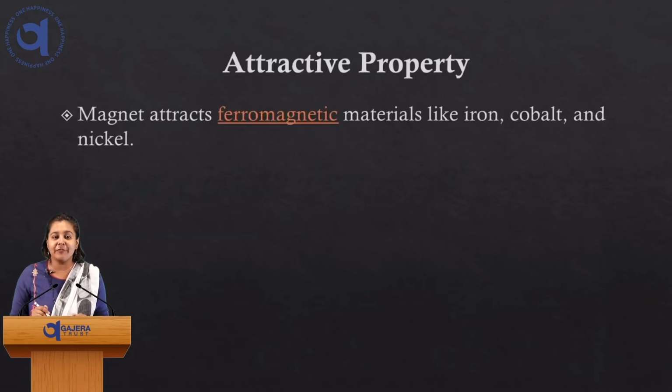The attractive property of the magnet is that a magnet will attract a ferromagnetic material like iron, cobalt, and nickel. That means if we have a piece of magnet and near that magnet we bring a magnetic substance like a coin, for example, then our magnet is going to pull that substance towards itself, and this property is known as the attractive property. This property can be seen by a magnet around the ferromagnetic materials which are affected by the magnetic field.